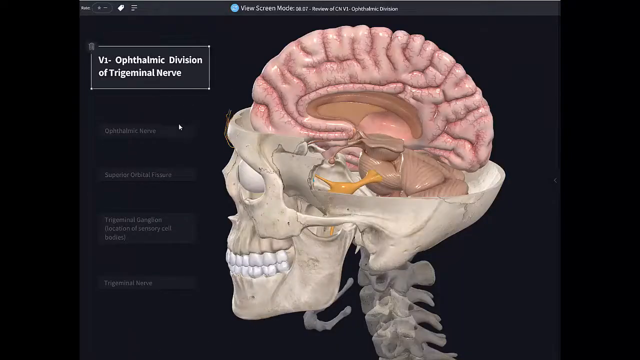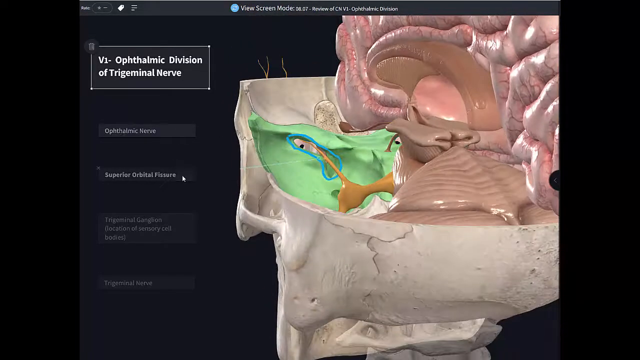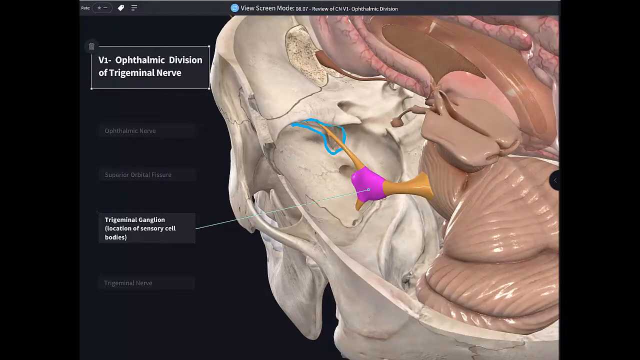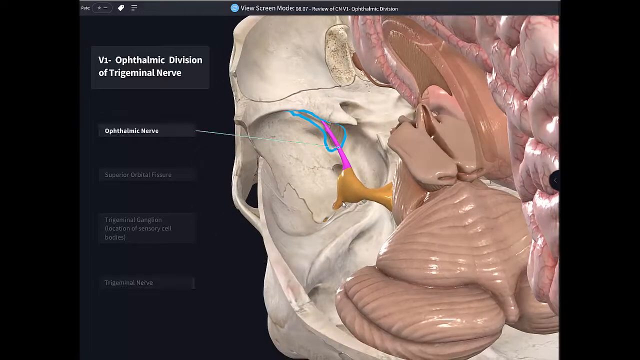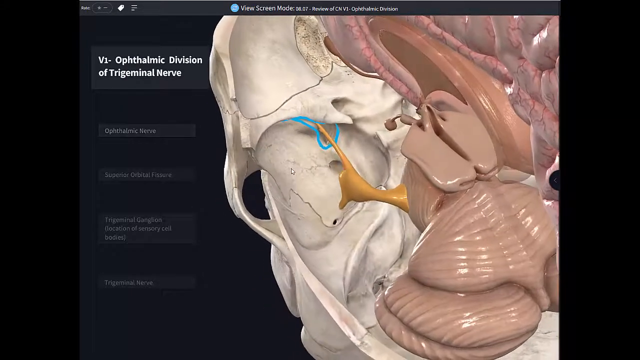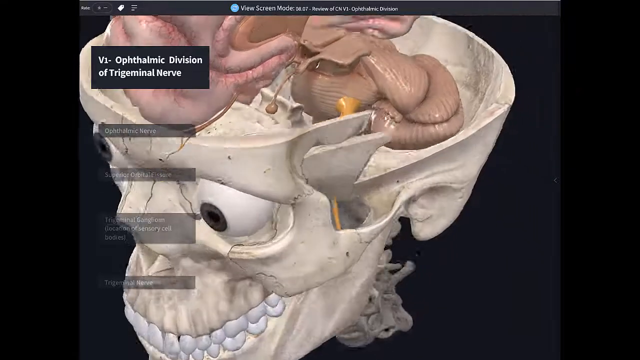Alright, so V1, the ophthalmic division of the trigeminal nerve. We can see here that the ophthalmic division passes through the superior orbital fissure. Here is the trigeminal ganglion, that is the trigeminal nerve. Here's the ophthalmic division, and first and foremost, the ophthalmic division or ophthalmic nerve only does somatic sensory. It passes through the superior orbital fissure, as you can see here.